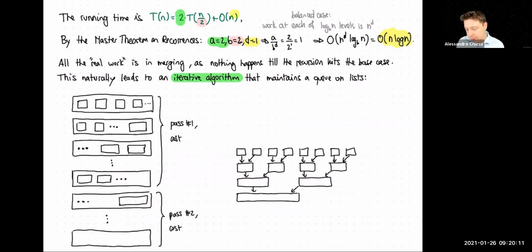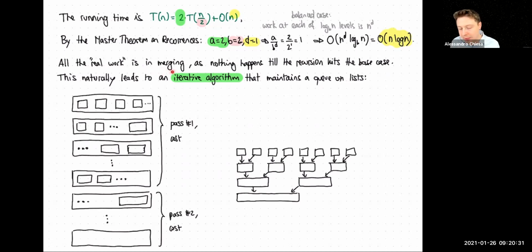Now, this recursion sometimes is pretty magical. Another way to write a recursive algorithm is to think about it as an iterative algorithm. So let's do that, as this is probably the way you would implement it.